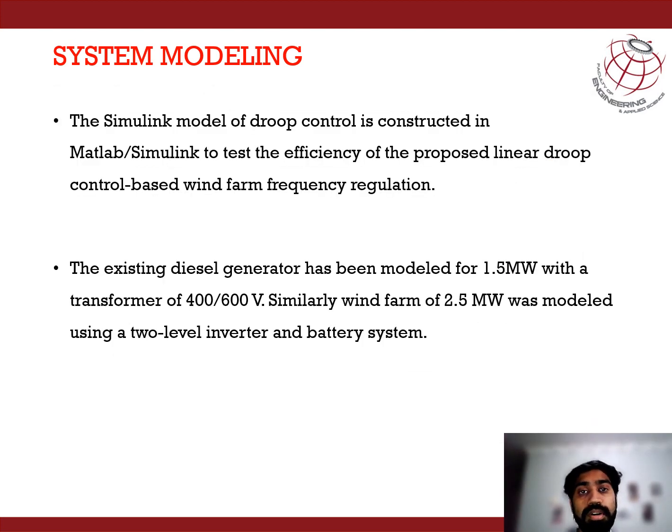The Simulink model of droop control is constructed in MATLAB Simulink to check the frequency control of the proposed wind battery in Nain, Labrador. The existing diesel generator is 1.5 megawatt, which is modeled in MATLAB with a 2.5 megawatt wind farm. And there is a transformer also connected with the diesel generator, which is 400 volt on the primary side and 600 volt on the secondary side.